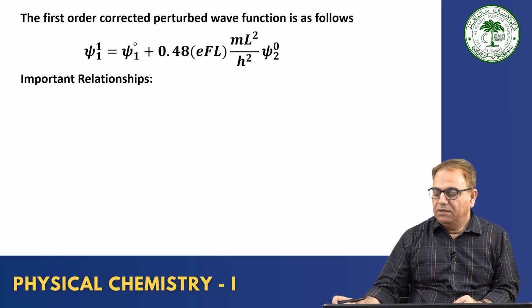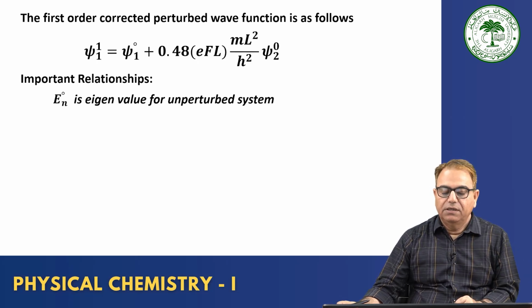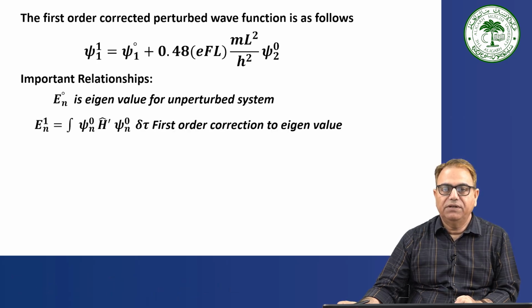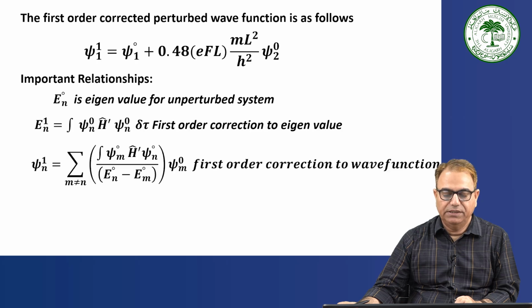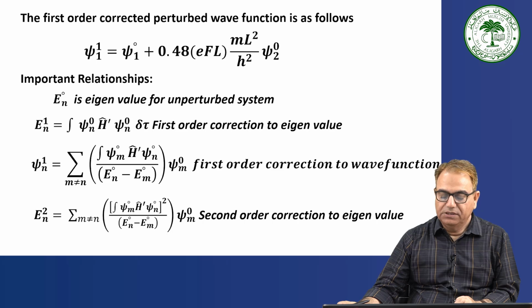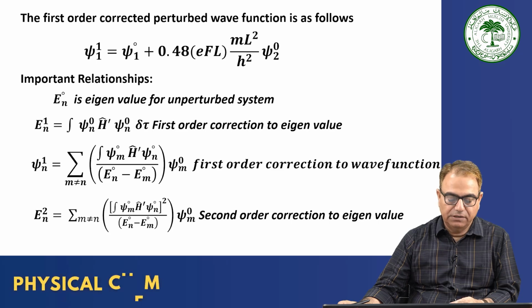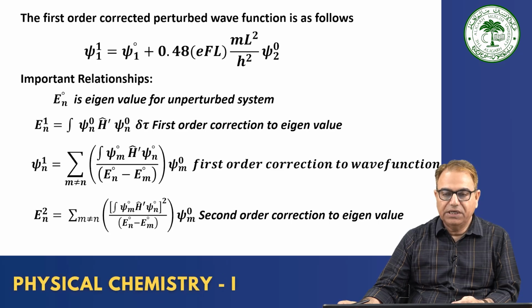The important relationship in the non-degenerate perturbation theory is that En naught is the eigenvalue of the unperturbed system. From this you can calculate En1, the first order correction to the eigenvalue or energy, and then psi n1 you can calculate for the first order correction to the wave functions. For the second order correction to the energy, we can again use a similar relationship. We have not derived this, but I have given you the value because it's very rarely used. This equation I have given you without derivation. So these three relationships you must remember.